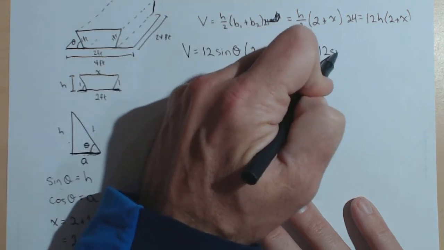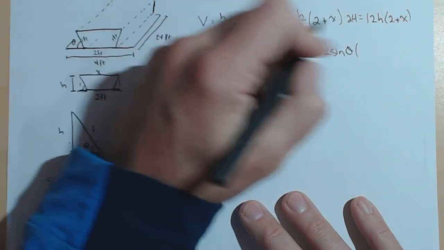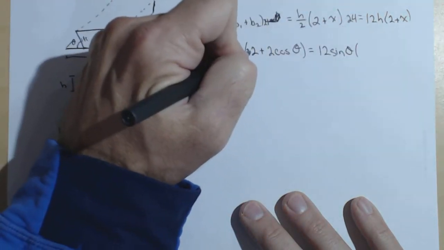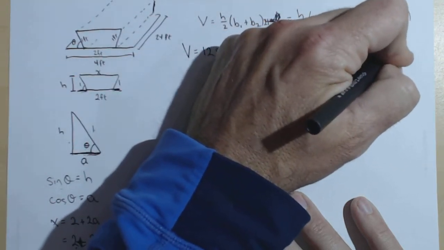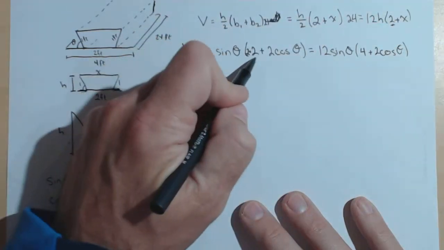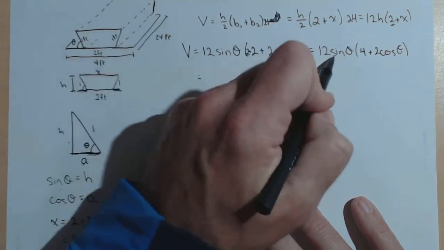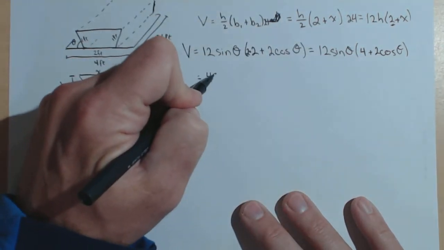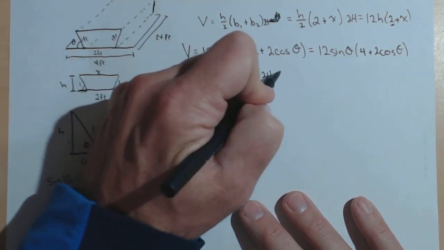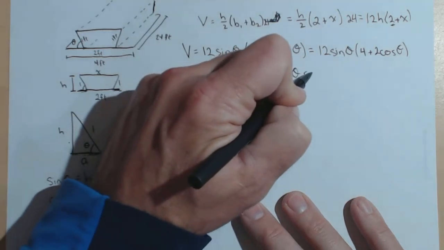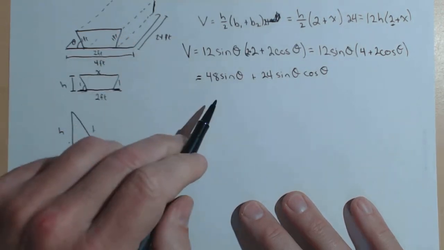Equals 12 sine theta. Oh, and I'm missing a 2. 2 plus 4 plus 2 cosine of theta. I forgot this 2 here, and then we're putting in 2 plus 2 cosine theta for x. Equals, I'm going to distribute this, and I've got 48 sine theta plus 24 sine theta cosine theta. Alright, and there is our volume as a function of theta.